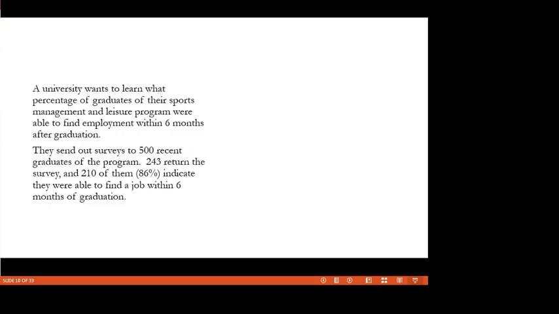University has a BS in sports management and leisure, and they want to study what percentage of their graduates are able to find employment within 6 months after they graduate. So in the study, what they do is they send out 500 surveys to recent graduates of the program. 243 of them actually return the survey, and out of those 243, 210, which equates to about 86%, say that they were able to find a job within 6 months after they graduate.